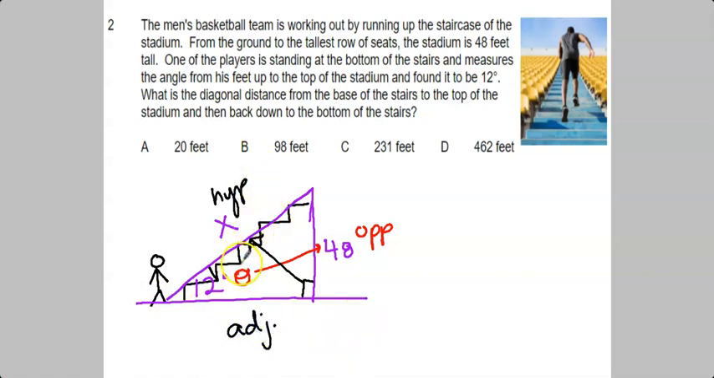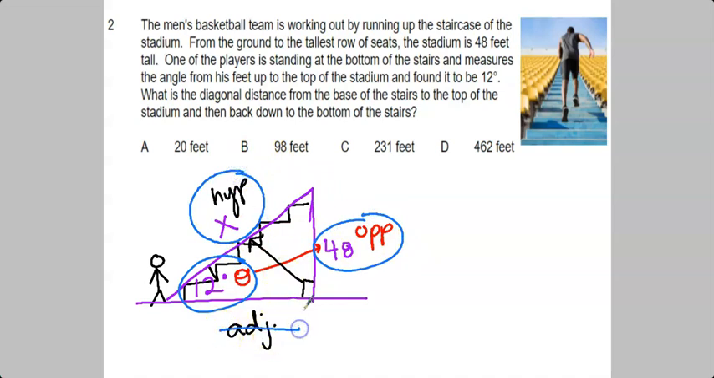All right, so what are we given? What do we need to solve for? Given theta, given the opposite, we need to solve for the hypotenuse. We do not need the adjacent side. So which trig ratio is O and H? That would be sine. So sine of theta is equal to our O over our H.